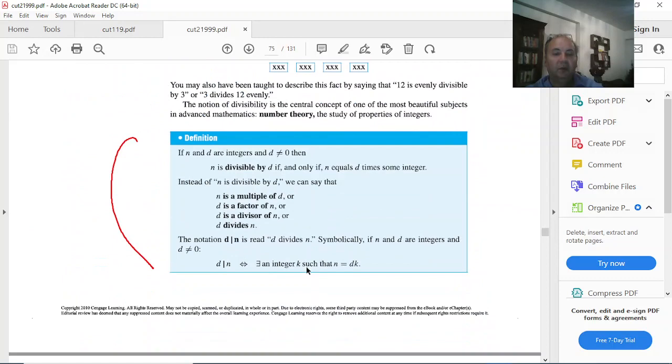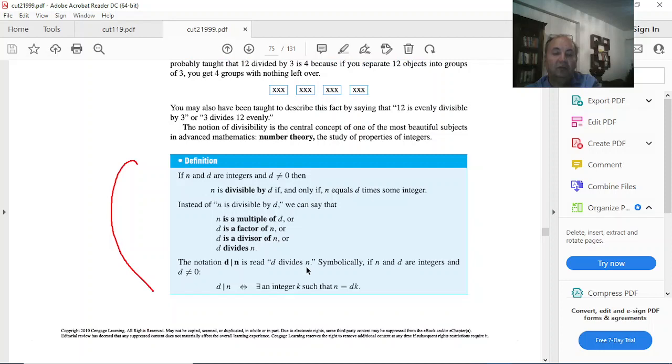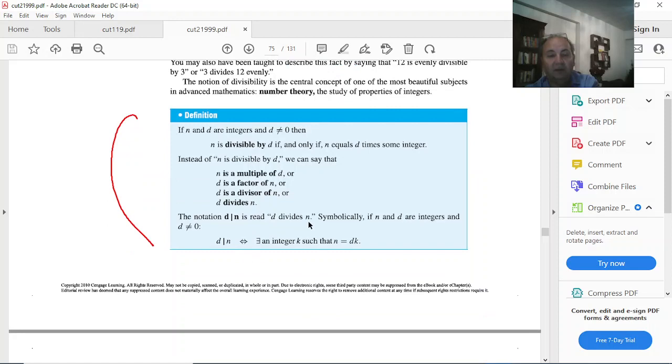Divisibility is a very important topic in mathematics because you have to learn the terminology. N is a multiple of D, or D is a factor of N, divisor of N, D divides N. What does it mean? 4 divides 12 means 12 has 4 as a factor, along with 2, 3, etc. You have to learn this terminology, very important for you.